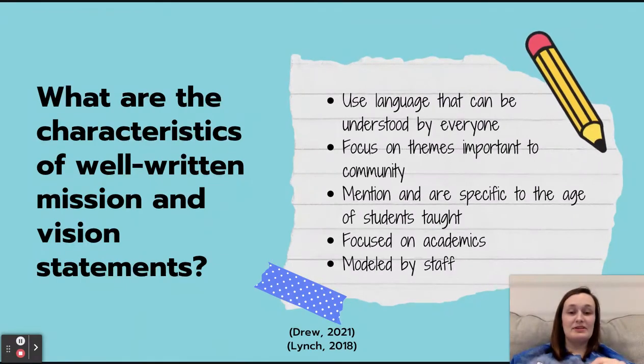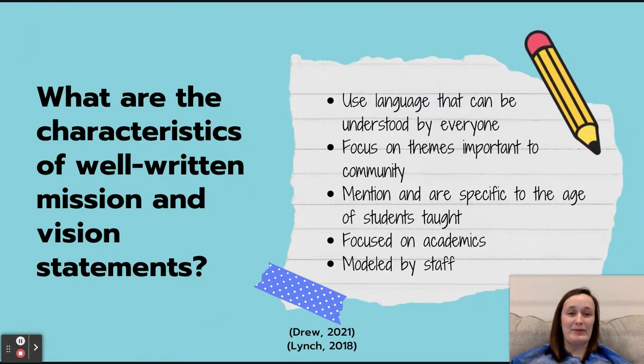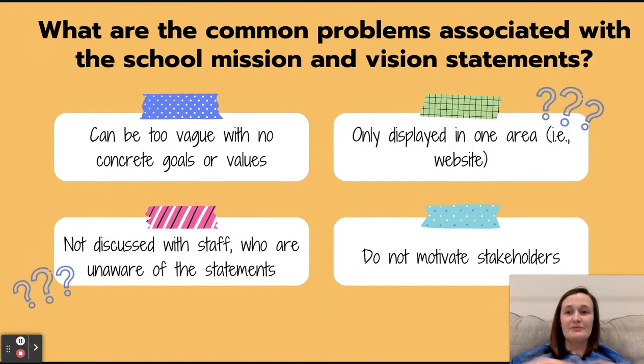I think this last one is extremely important because what is the point if your staff does not care about these mission and vision statements? There is none. So common problems with mission and vision statements: they can be too vague with no concrete goals or values, and they can only be displayed in one area, such as a website.